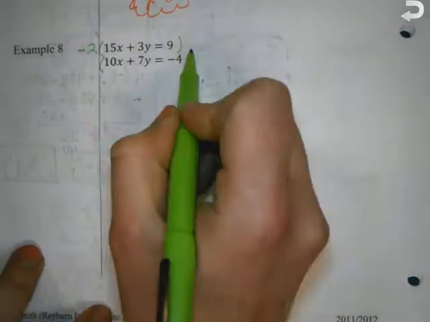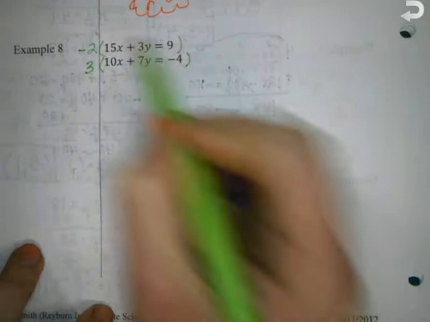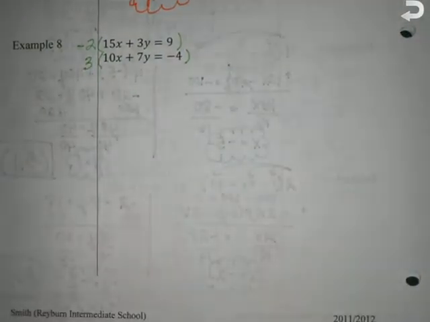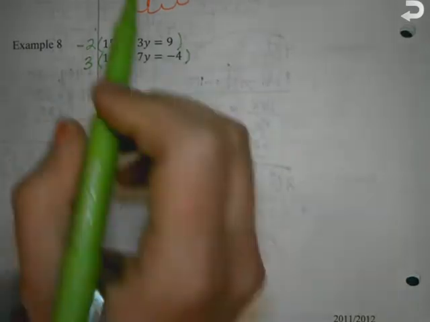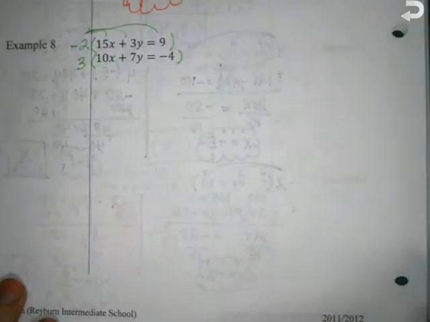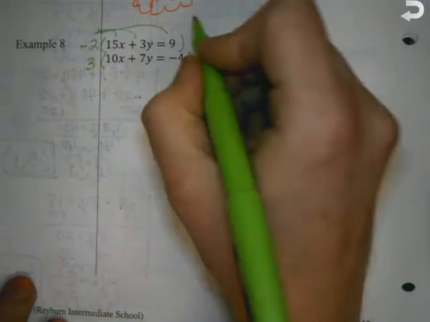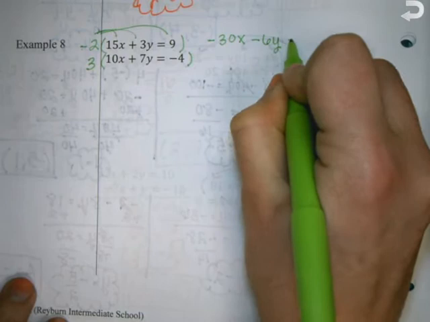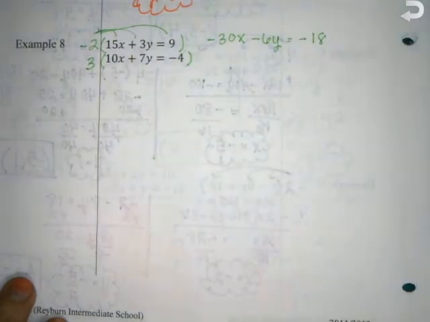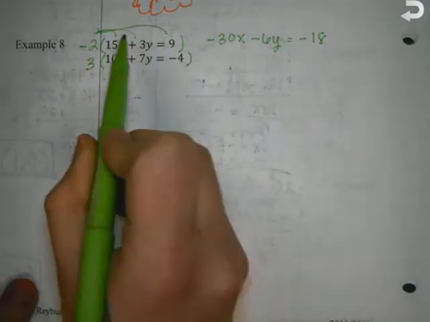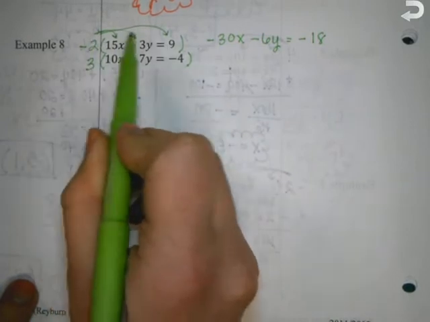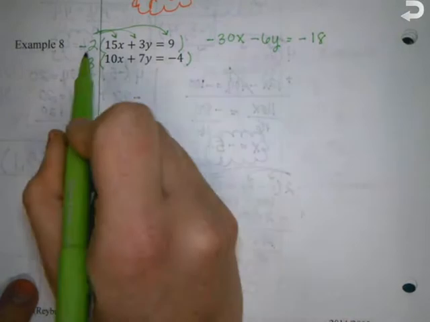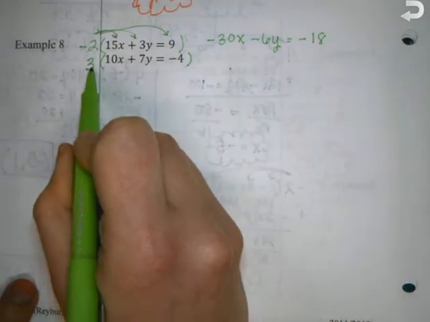So distributing that in, that gives me -30x minus 6y equals -18. Please, please, please do not forget to distribute that number to everything. Okay? Because that's going to give me a -30, right? But when I multiply this by positive 3, that gives me positive 30x. One has to be negative. Okay, plus 21y equals -12.